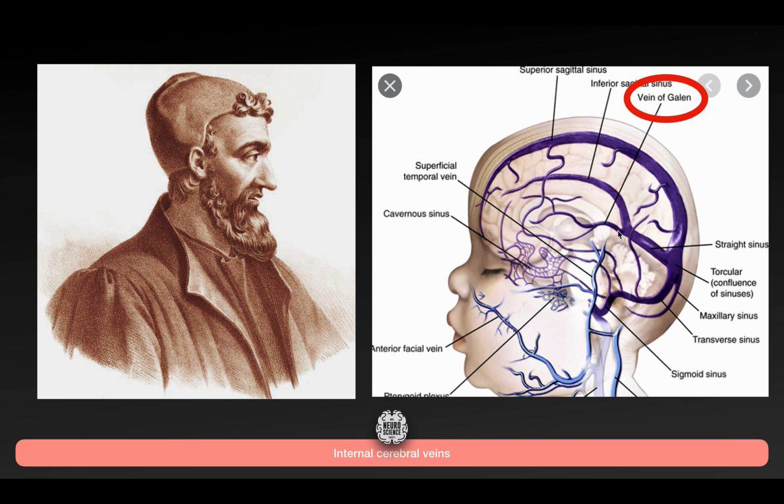The vein of Galen joins the straight sinus to hit this Herophili confluence, it's called, so the confluence of the sinuses. So, vein of Galen, straight sinus, confluence. And the straight sinus forms a confluence when the superior sagittal sinus meets it. Okay? So that's worth pointing at. So Galen plus inferior sagittal sinus equals straight sinus. Straight sinus plus superior sagittal sinus equals confluence of the sinuses.